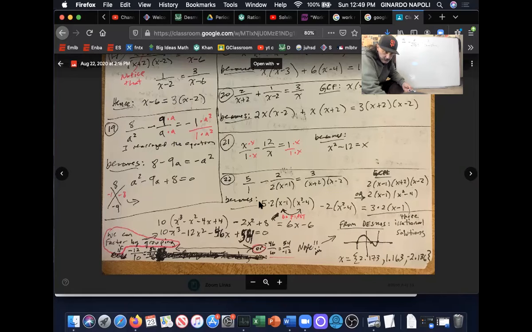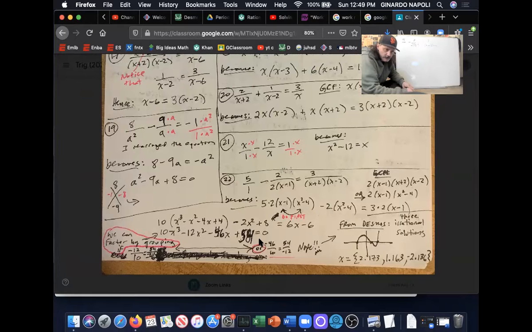Okay, so here's the equation I got. Now I've checked this thing 10,000 times. I'm exaggerating, probably about 8 times. And I'm really sure that this is what we get. And then when you multiply that out, you get it equal to 0.